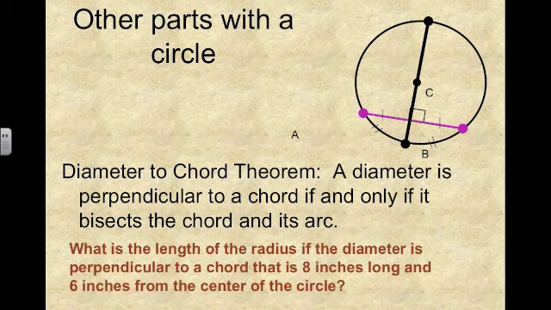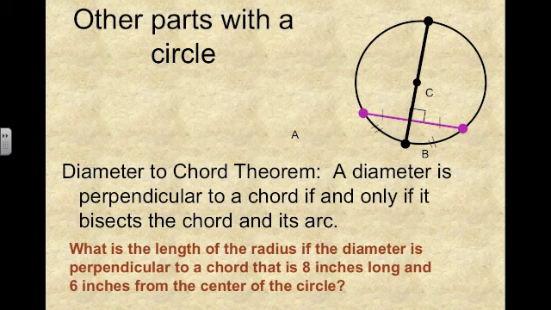So what is the length of the radius if the diameter is perpendicular to a chord that is 8 inches long and 6 inches from the center of the circle? Well, if I think about this all together, I know that I got to go from C out to the intersection point has to be 6, and from A to B it's 8. But if this diameter cuts that in half, that means from A to that intersection point is 4.